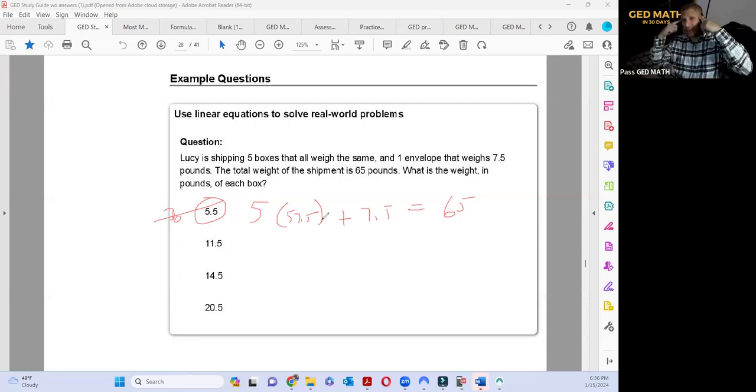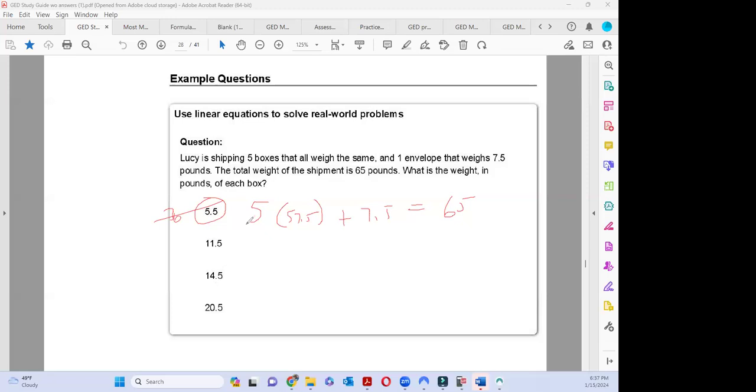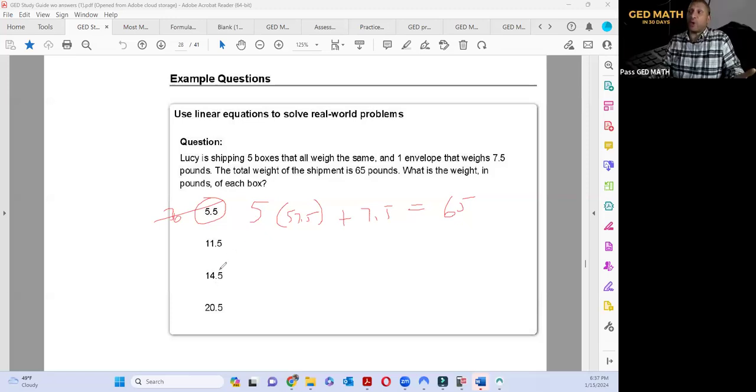The common sense should tell me if 11.5 is close, can 14.5 and 20.5 even be the answer? No, it's too much, because 14 times 5 is 50 plus 20, which is 70. That's more than 65. So I already know it can't be that. So that's the common sense way to solve this problem that gives so many people on the GED exam issue.